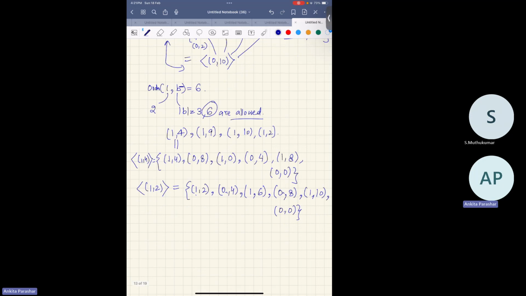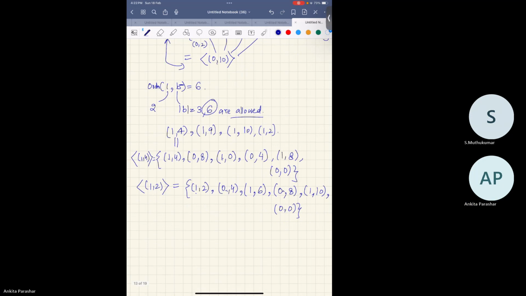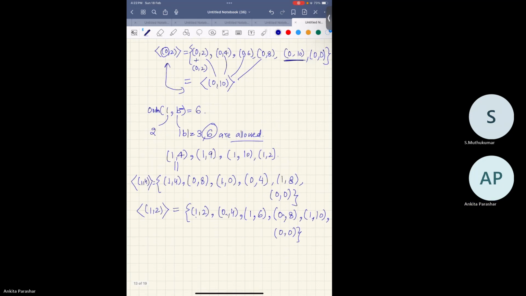Can you see any other group? 1, 10 has come here, so this will cover. 1, 2 has been covered, so this is covered. Okay, 1, 9, does it have order 6? Let's look at the order of 1, 9. LCM of order of 1, order of 9. Order of 1 is 2, order of 9 is what?